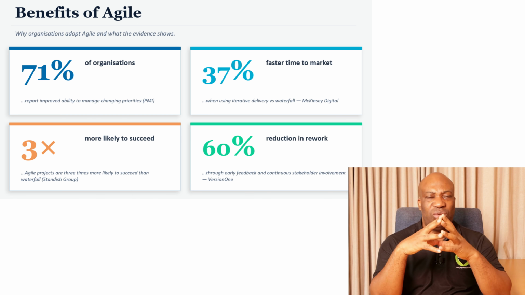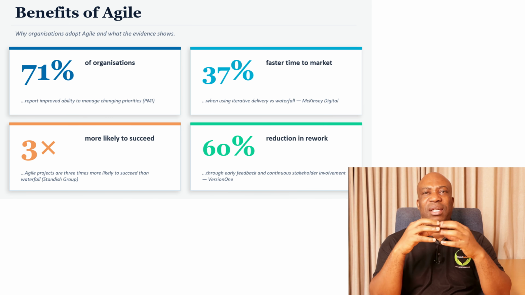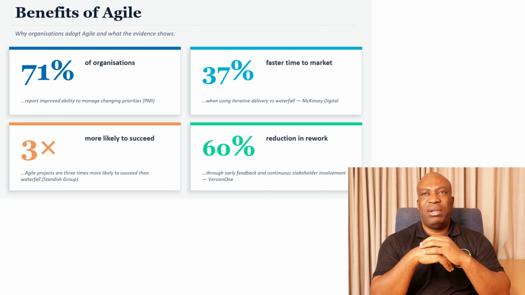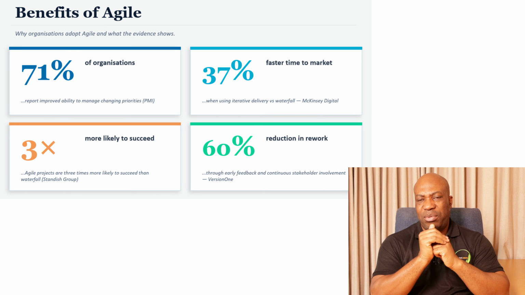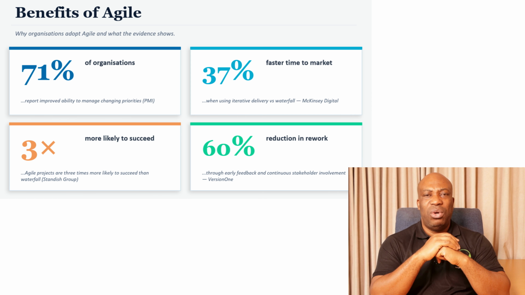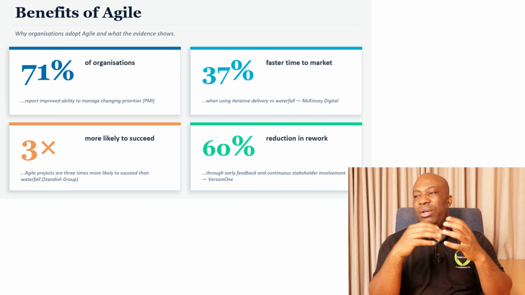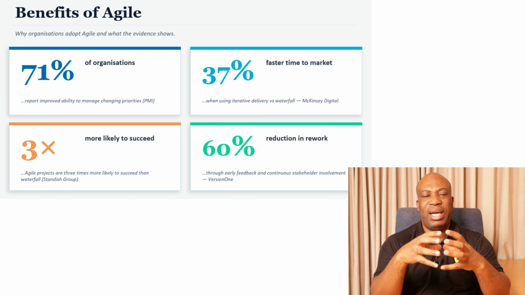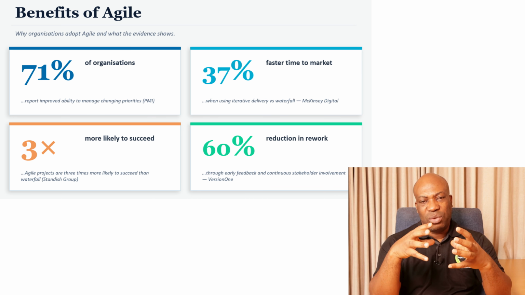it's faster to market. Say, for example, you have a product which you are going through incrementally. It's faster to market that product. So Agile normally is very good when it comes to new products. And also, it helps to reduce rework. So what do you mean by rework?